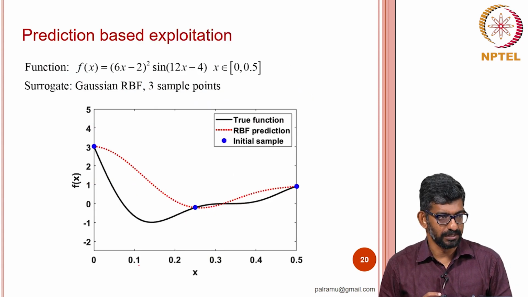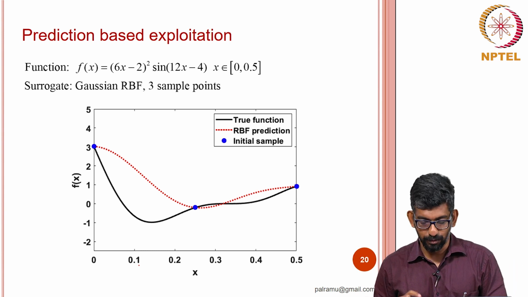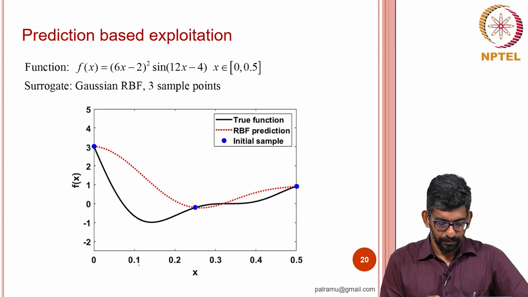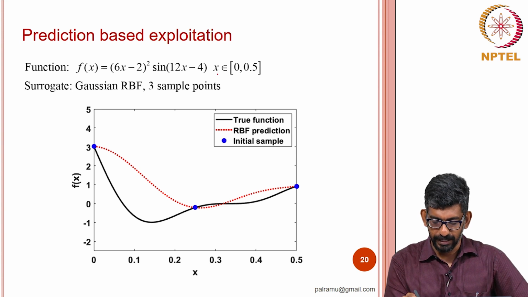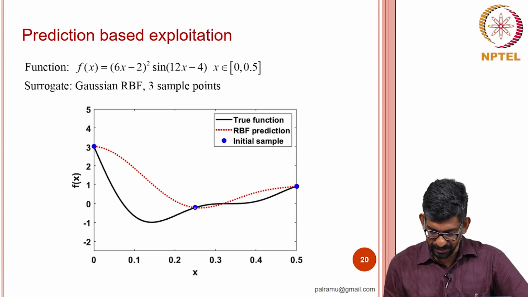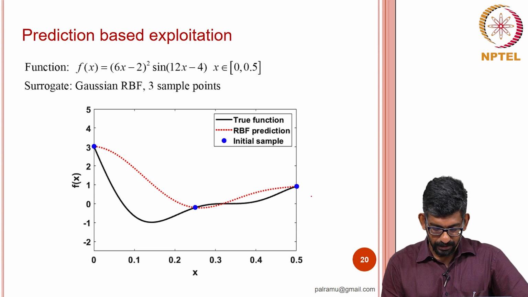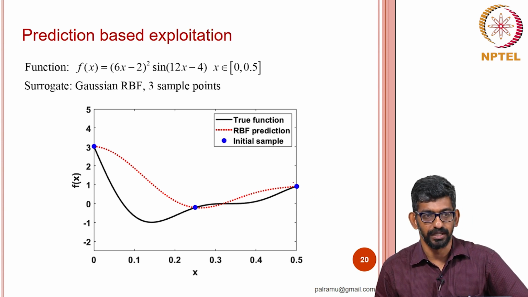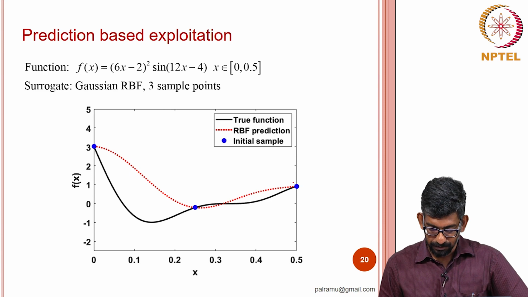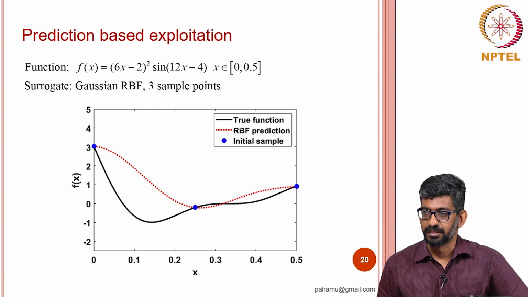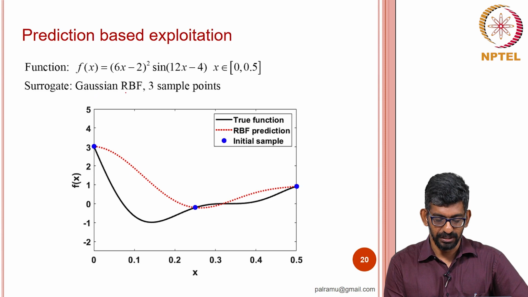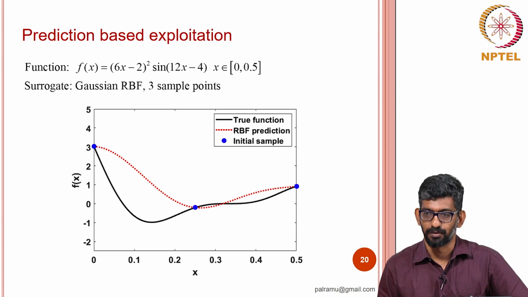So, here is an example that is directly taken out of the reference book by Alexander Forrester. Here is a function that we are talking about, it is a polynomial function and the x bounds are between 0 and 0.5. We are taking only 3 samples here, which are denoted by the blue dots. Here is the true function denoted by the black solid line, which usually we do not have in real life, and I am constructing an RBF prediction, radial basis function. I am using a Gaussian radial basis function with 3 samples.